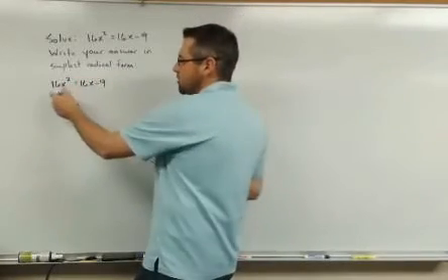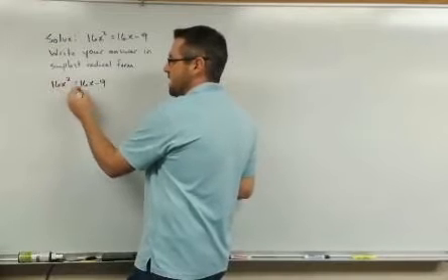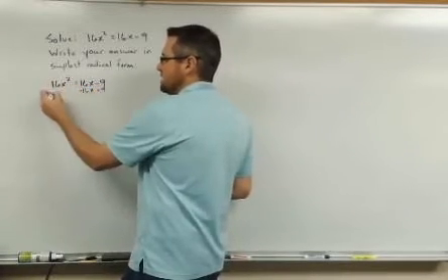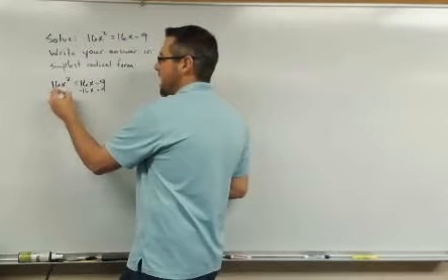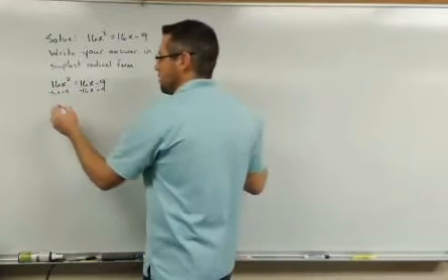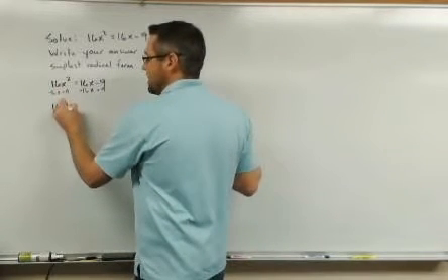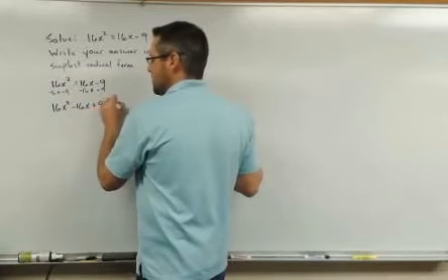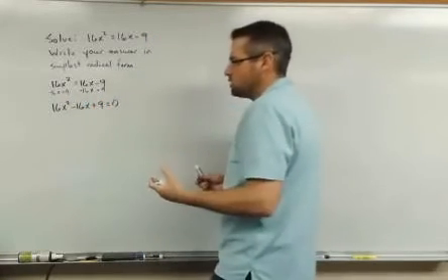And since this is already positive, I want to keep it where it's at, and I want to move everything else over to that side. So I'm going to subtract 16x, and I'm going to add 9 to both sides of this equation. And so writing it in standard form, I got 16x squared minus 16x plus 9 equals 0. From here, we're going to use the quadratic formula.